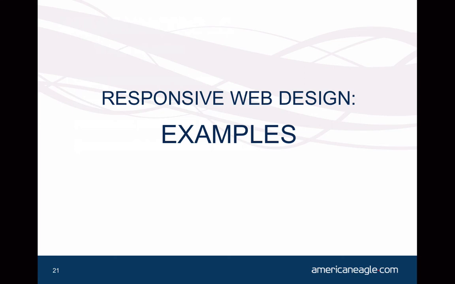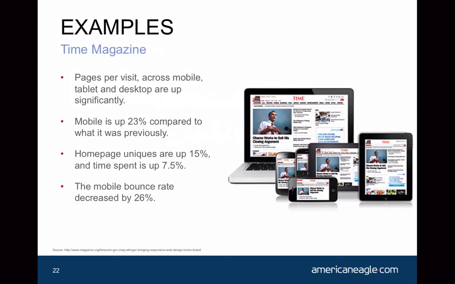So let's go over a few examples. Time Magazine did a recent overhaul, and they noticed that when they went into responsive web design, their page visits across mobile, tablet, and desktop were up significantly. Mobile was up 23% compared to what it was previously, while the homepage uniques were up 15%, and the time spent on the homepage was up 7.5%. The mobile bounce rate decreased by 26%. That's great because now you're not losing users that are using those smaller devices.